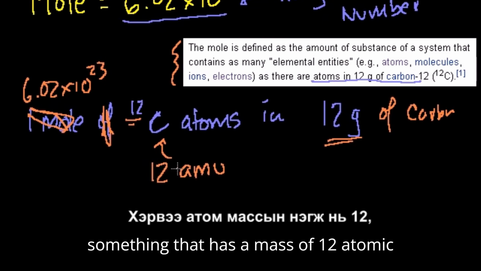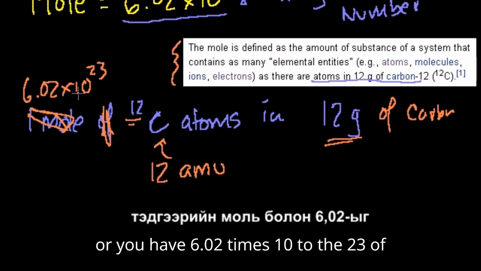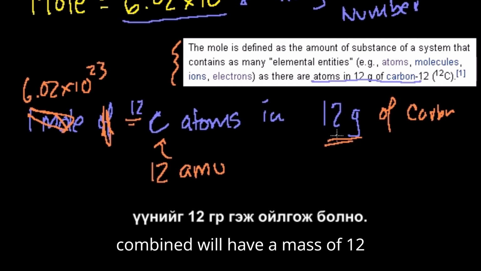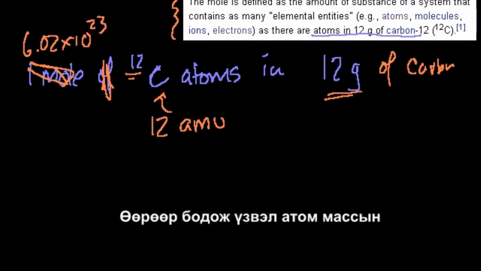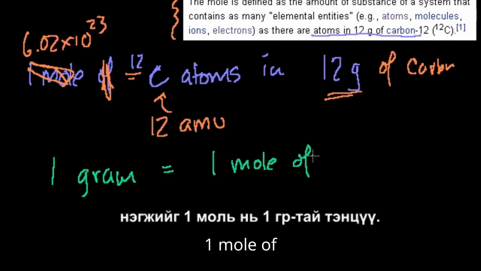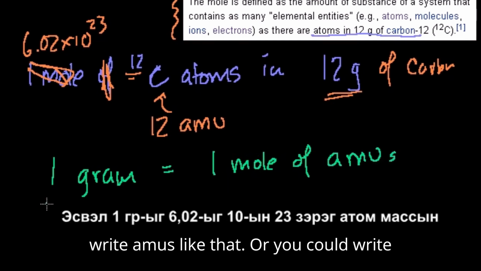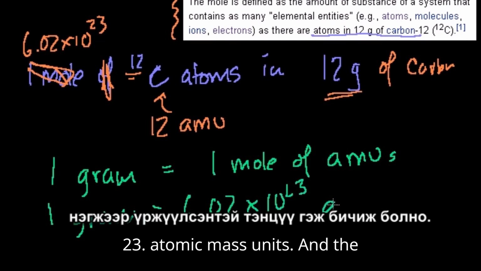So if you have something that has a mass of 12 atomic mass units, and you have a mole of them, or 6.02 times 10 to the 23 of them, all of those atoms combined will have a mass of 12 grams. So another way to think about it is 1 gram is equal to 1 mole of atomic mass units, AMUs. Or you could write 1 gram is equal to 6.02 times 10 to the 23 atomic mass units.